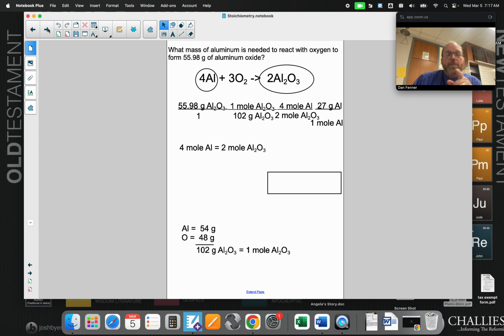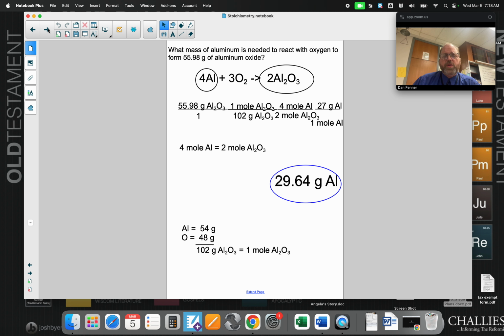In grams, multiply through: 55.98 times 4 times 27, divided by 102, divided by 2. Or you can see this relationship here: 4 divided by 2 would be 2. So we could do 55.98 times 2 times 27, divided by 102, equals, to 4 sig figs, 29.64 grams of aluminum. Hopefully that's not too bad.